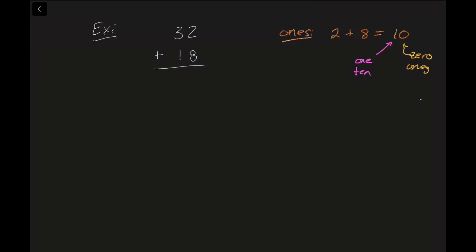So what we're going to do, just as before, is take that 0 ones that we have and put it in the ones column. And then we're going to take that 1 ten, and we're going to put it above the other tens. And so when we add our tens together, we have the 1 that we carried over, plus 3, plus, oops, I made a mistake and wrote 2 instead of 1. So let's fix that real quick. 1 plus 3 plus 1 is 5. So we put a 5 in the tens place, and our final answer is going to be 50.